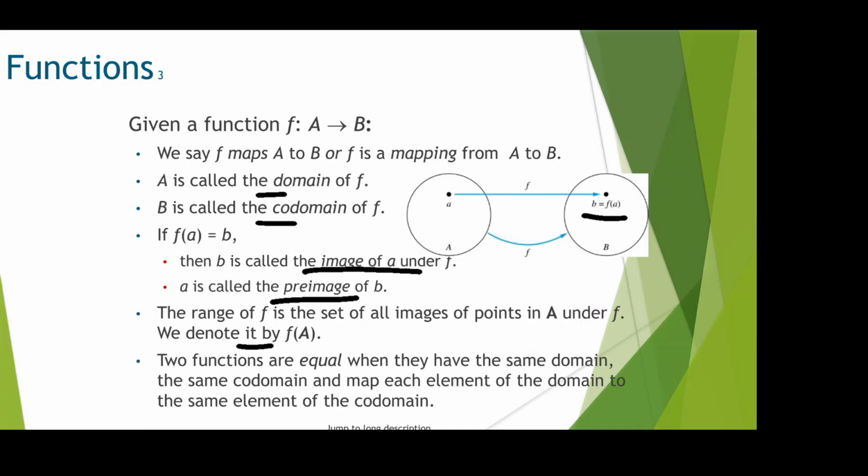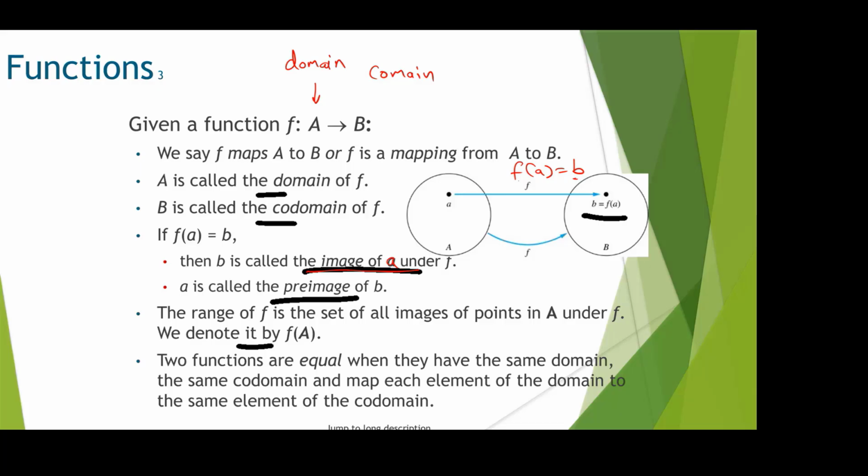So now some more definitions about functions. When we say that we have a function f that maps A to B, the set A we always call the domain set and set B we always call the codomain set, from which the outputs are getting mapped. Now, we also represent it as: if we apply the function on A, we get B. Then B is called the image of A under f. And A is called the pre-image of B. So whenever we apply the function on A, we get B. So A is the pre-image of B and B is the image of A.